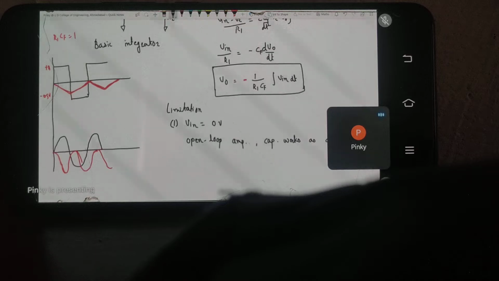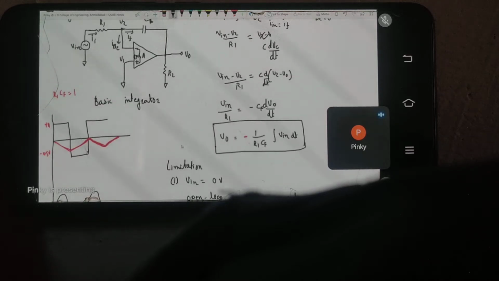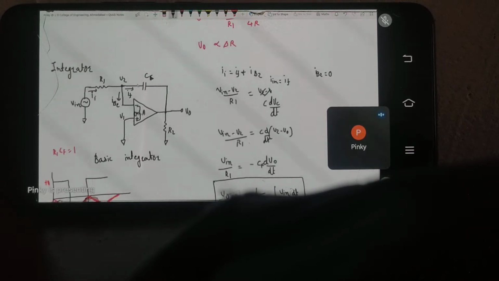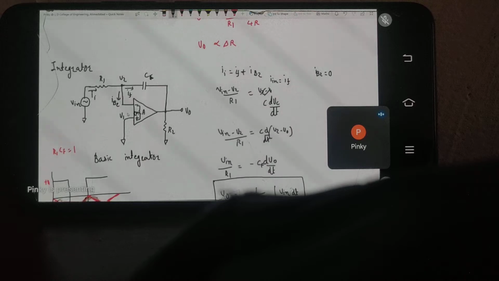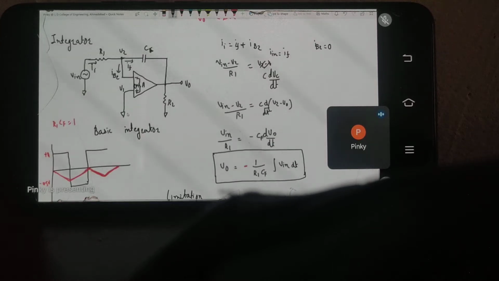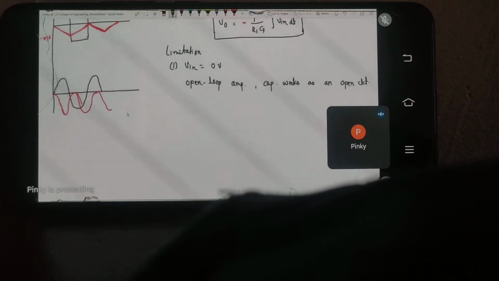If you remove this capacitance from the feedback, then the circuit works as an open loop amplifier. And why does this capacitor work as an open circuit? Because of this input offset voltage EIO.